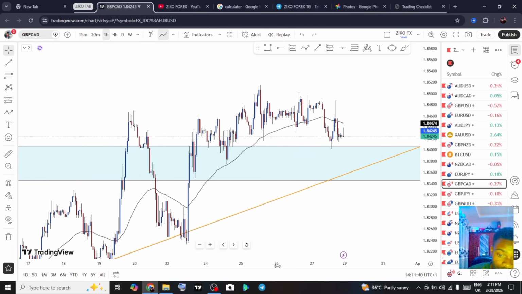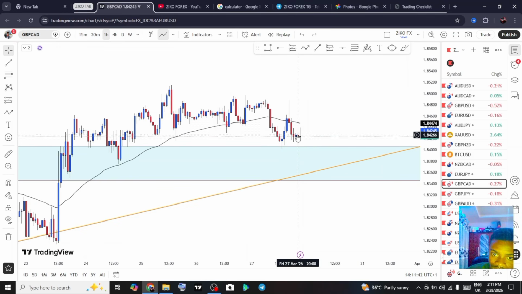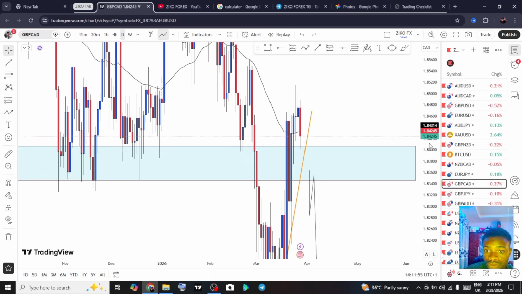But again, we are at an area of interest. We cannot be selling right into an area of support, right? We need the support to act as resistance for us to be selling. I don't know if that is making any sense. So that's what I'll wait for.